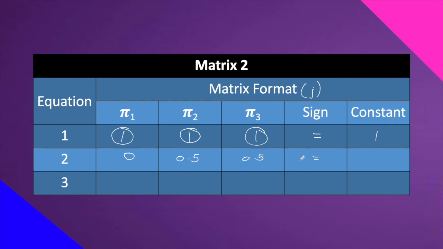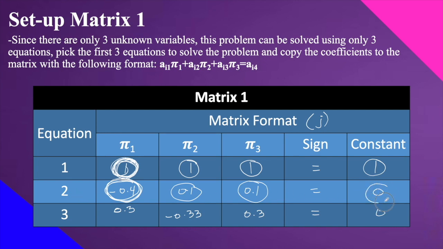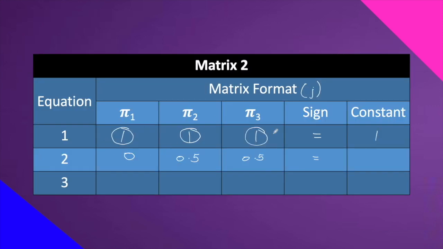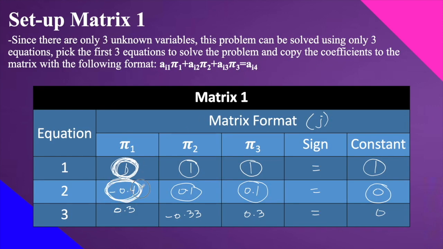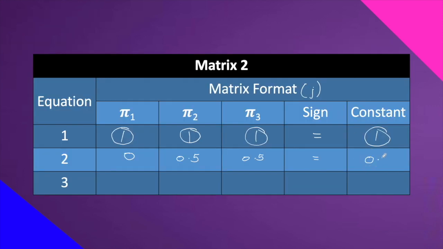Okay? So, last na natin. Last na J. Old A sub 2J. Ito po, 0. So, we have here 0. Minus new A sub 1J, matrix 2. Sub 1J, ito. That is 1. So, 1 multiplied to old A sub 2, 1. Ito pa rin, negative 0.4. So, let's write it here, negative 0.4. Negative 0.4 times 1, that is negative 0.4. Since we have here minus sign, magiging positive. So, we have positive 0.4. Okay?